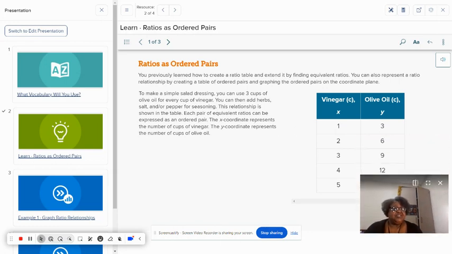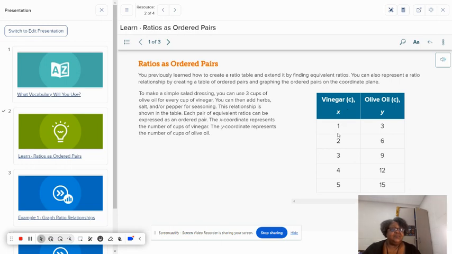This relationship, we show it in the table here. So for 3 cups of olive oil, 1 cup of vinegar, so forth and so on. So for 2 cups of vinegar, 6 cups. These are all equivalent fractions or equivalent ratios. Think about it as 1 over 3 or 2 over 6. So they're all equivalent, okay?